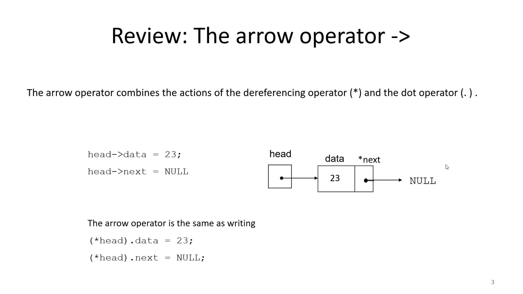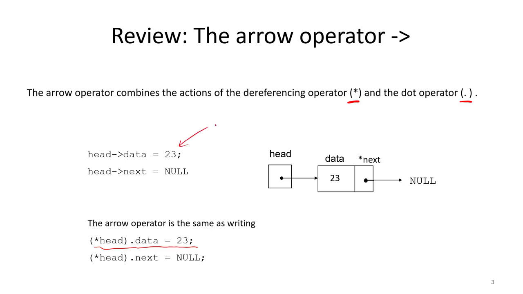So let's briefly start out with some review. One of the most important tools that you'll need to remember for linked lists is using the arrow operator. Remember that the arrow operator combines the actions of the dereferencing operator, or asterisk, and our dot operator. So for example, if I write the code head arrow data equals 23, this is the same as writing asterisk head dot data equals 23.